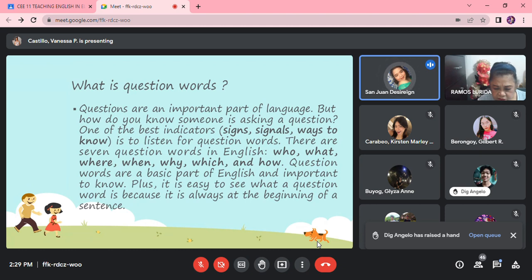Plus, it is easy to see what a question word is because it's always at the beginning of a sentence. As you notice, when we had an activity, the question word always started at the beginning of a sentence. So, question words are important because as humans, we are curious about everything. So, we need to find the answer. We find the answer when we are asking a question.